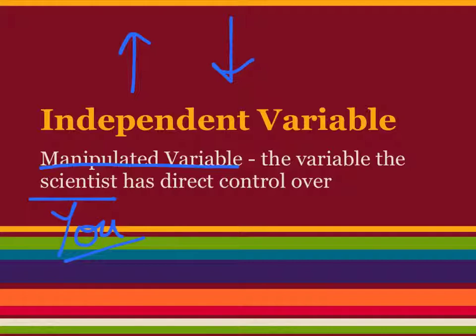When we talked about graphing, we said that the manipulated variable, or the independent variable, goes on the x-axis. And so we remember the acronym MIX, M-I-X, for the manipulated, independent, and x-axis.